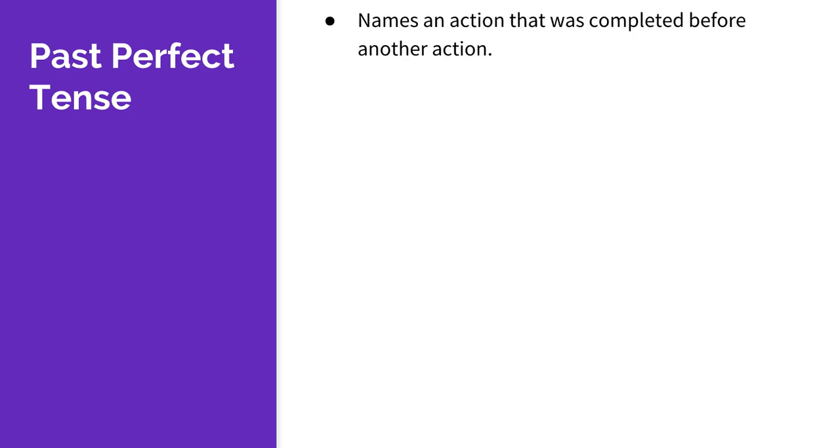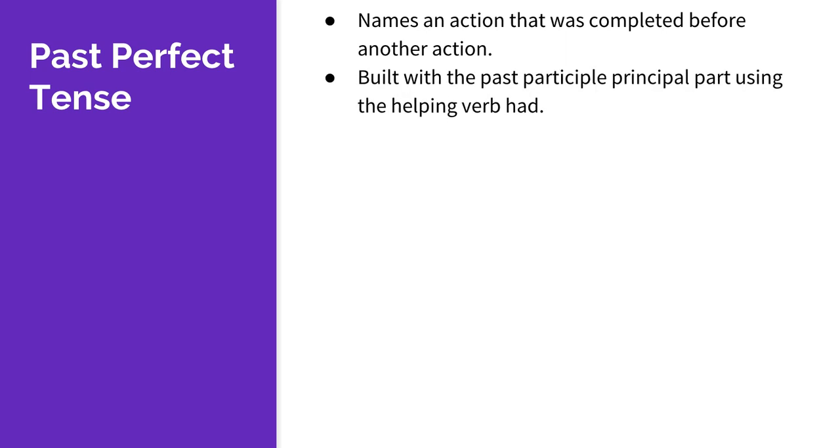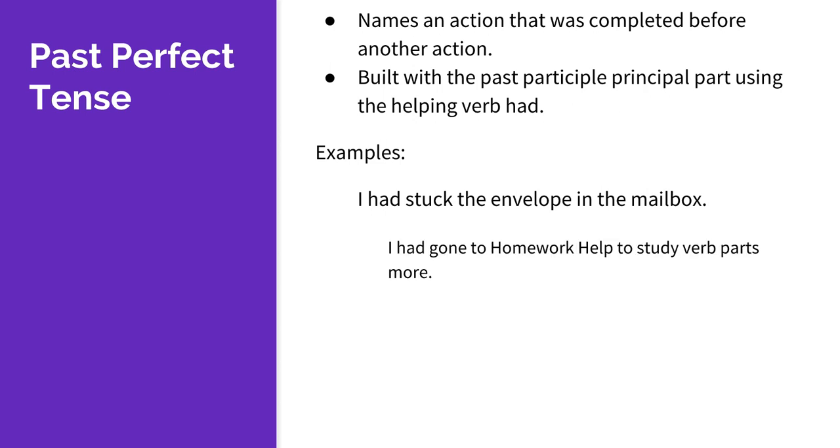When we get to the past perfect, we're naming an action that was completed before another action was done. It's still built with the past participle, but this time we use the helping verb had. So, I had stuck the envelope in the mailbox. There's an implied before here. Maybe it's before I went to school. I had gone to homework help to study verb parts, again, before I took the quiz.